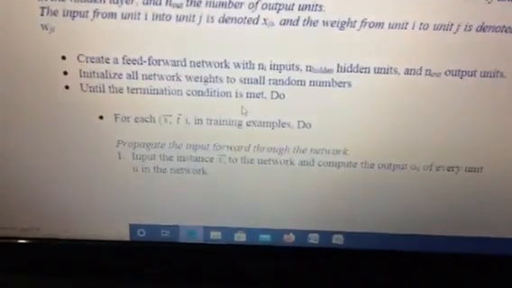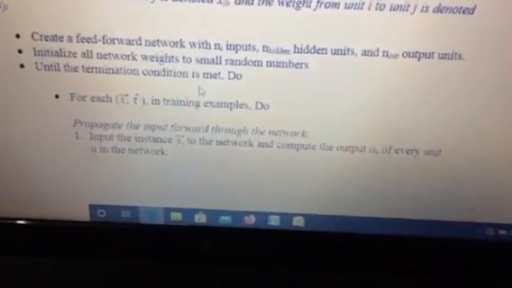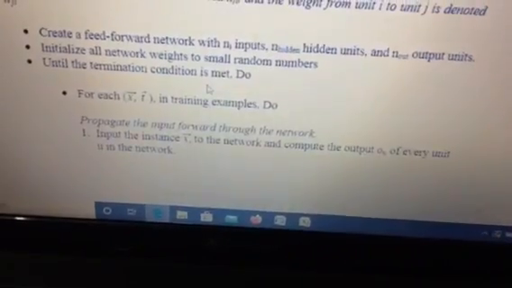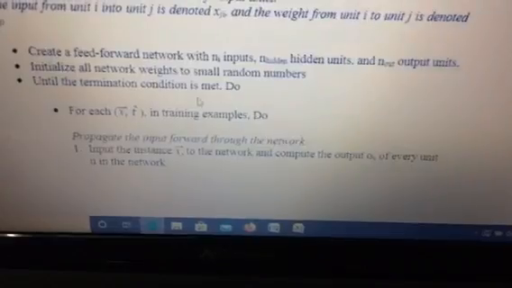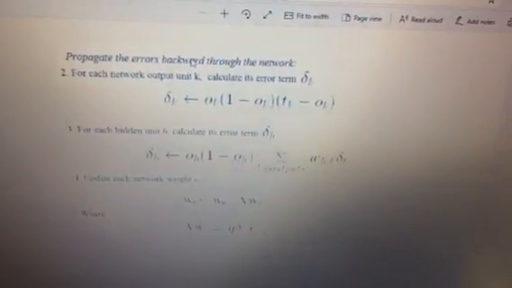So propagate the input forward through the network. Input the instance, the x vector, to the network, and compute the output of every unit u in the network. Now propagate the error.